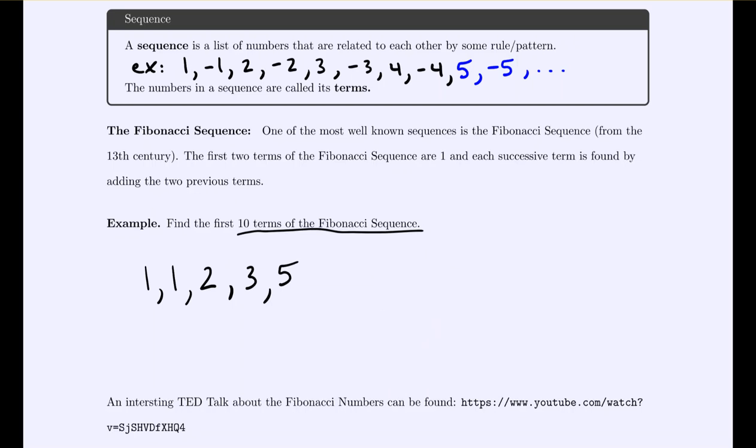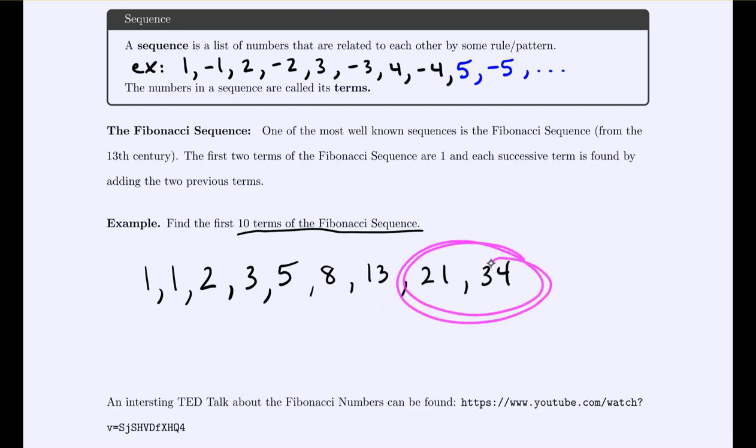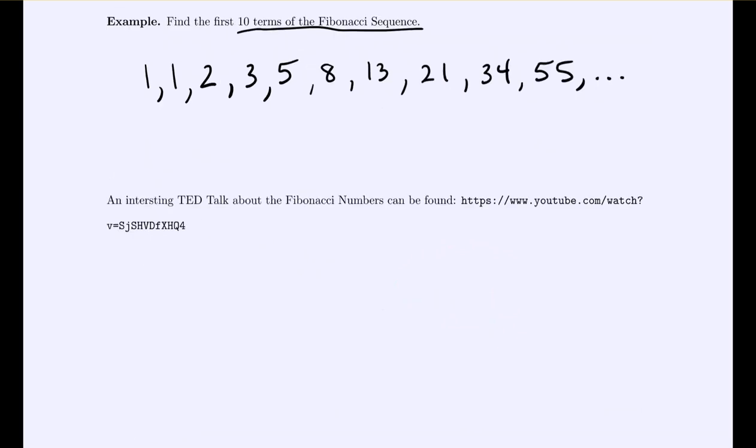To find each next term, we just add the two previous. 3 plus 5 is 8. 5 plus 8 is 13. To find the next term, 8 plus 13 is 21. To find the next term, 13 plus 21 is 34, and to find our 10th term in the Fibonacci sequence, we would add the two previous, so 21 plus 34 is 55, and the pattern continues after that. Now this is not required, but if you're interested, an interesting TED Talk about the Fibonacci numbers and different patterns within the Fibonacci numbers can be found at this link.